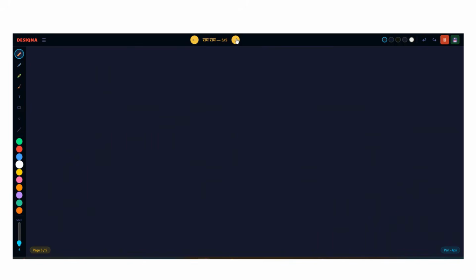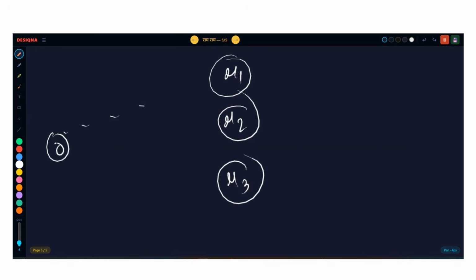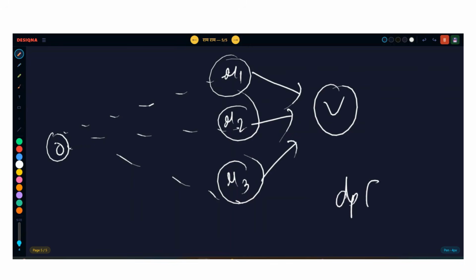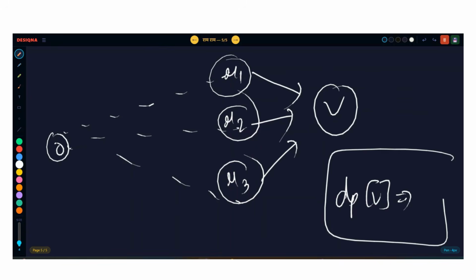Before going to the actual question, I will test the people in this meeting. Let's say there is a very big graph. I am not even drawing all the connections, okay? There is a very big graph. And these are the nodes. You want to calculate dp of V, shortest path from 0 to V. You guys have to write what is the answer. Minimum of three possibilities. Which are those three possibilities? This edge weight is, let's say, E1. This edge weight is E2. This edge weight is E3.